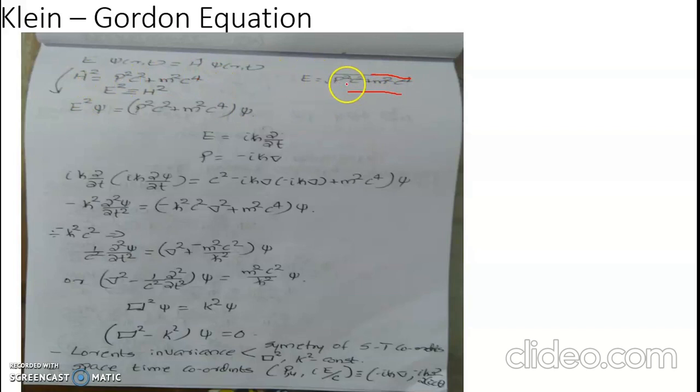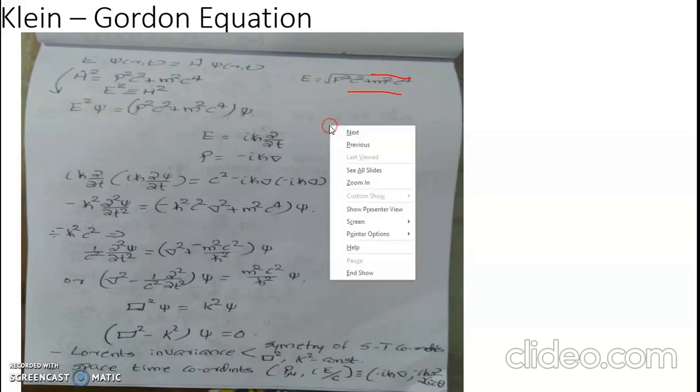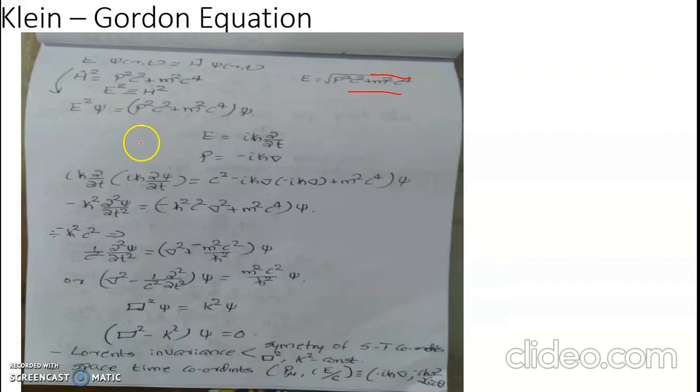Then we obtain E square equal to P square C square plus M square C power 4. Then the corresponding operator will be energy operator Hamiltonian square equal to momentum operator P square C square plus M square C power 4. Now we make use of this format as E square equal to H square and operate over the assumed wave function, that is E square psi equal to P square C square plus M square C power 4 operating over psi. Here E square and this quantity within the bracket are to be taken as the corresponding operators.